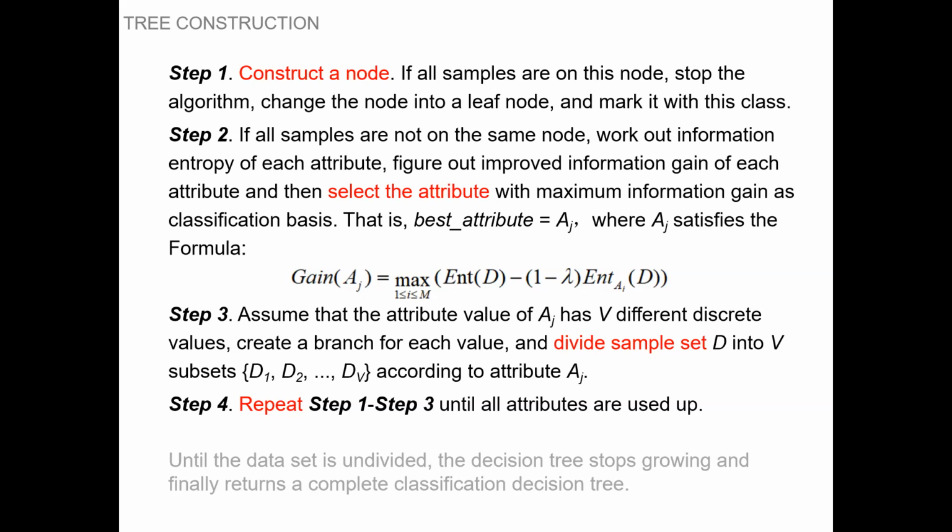And step 3, assume that the attribute AJ has V different discrete values. Create a branch for each value and divide the sample set D into V subsets. Step 4, repeat step 1 to step 3 until all attributes are used up.